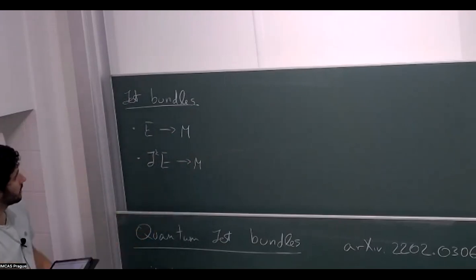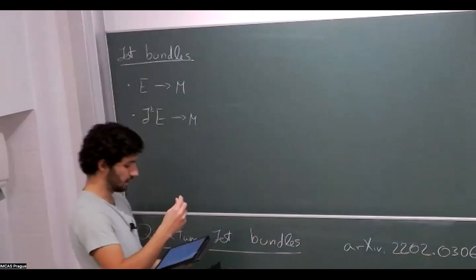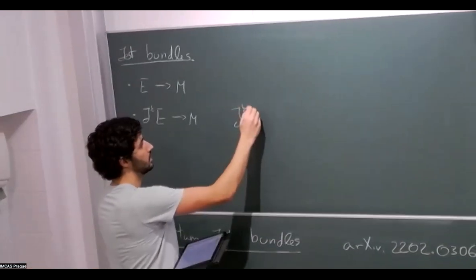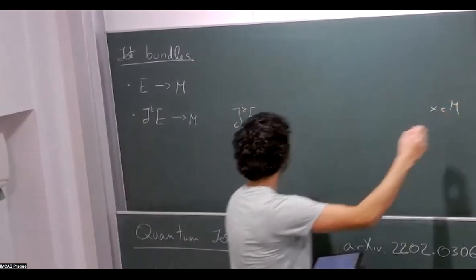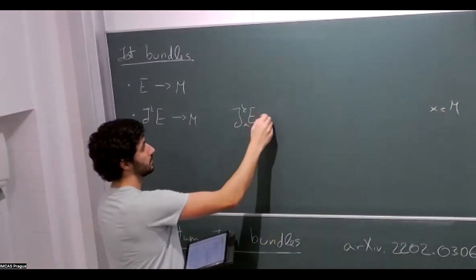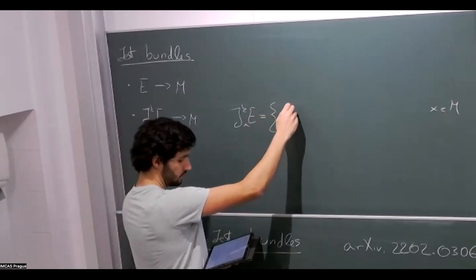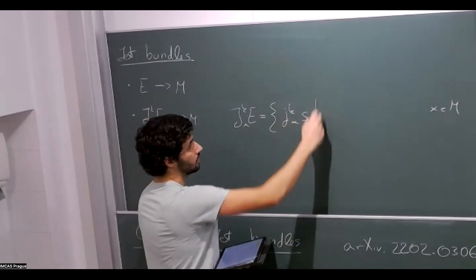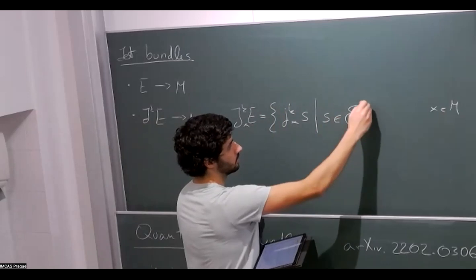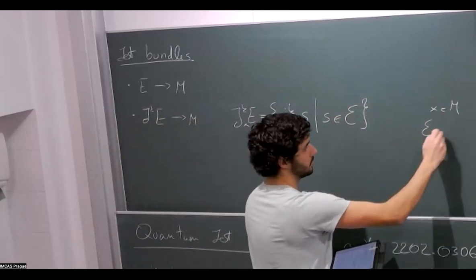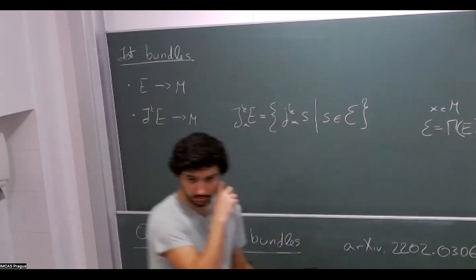And the idea here is that the fibers of this bundle, if we have a fiber of J^k E at the point x, where x comes from the manifold, this is just a set of equivalence classes, which we denote as such, where s is an element of, so this curly E I'll just be using for the space of sections of the vector bundle itself.